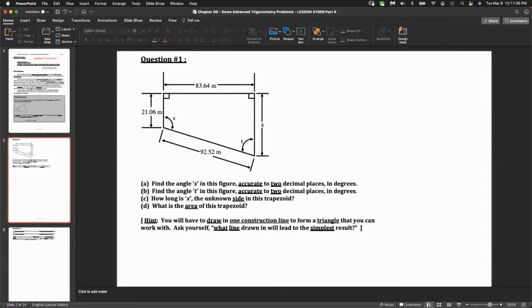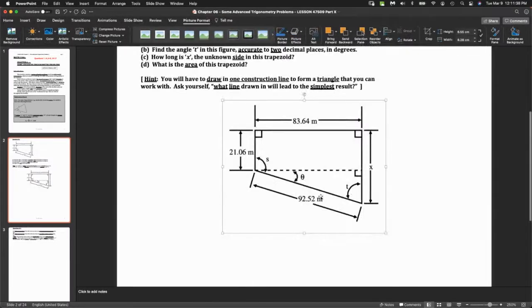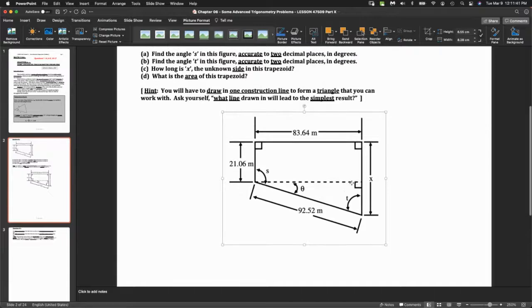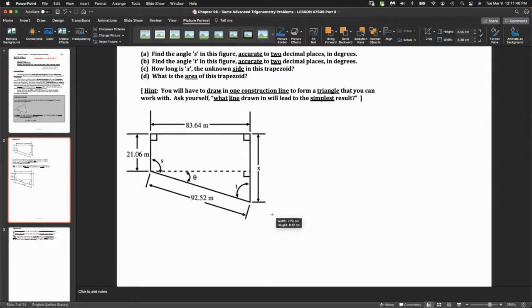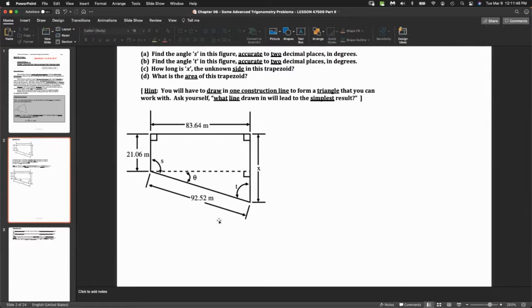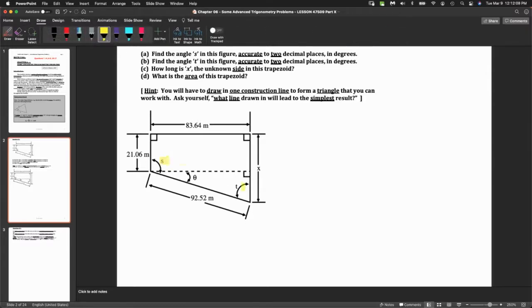So the first thing I'm going to do is modify the figure. So that's the figure down there. You don't need the original figure anymore, so I'm just going to put that figure there. And what have I done here? I've introduced a new variable, a new angle here, theta, and that angle is going to assist us with finding the angle S later on. So keep that in mind. But our objective is still clear. We're trying to find S, T, and X.